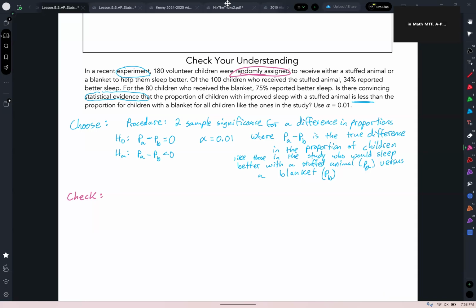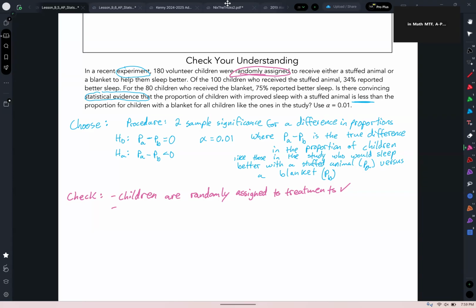Notice this is not random selection, but children are randomly assigned to treatments. Got to have good random assignment to treatments for cause and effect. Boom. All right, there's my first condition, randomness.